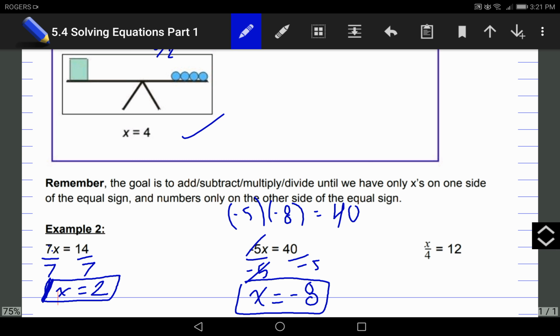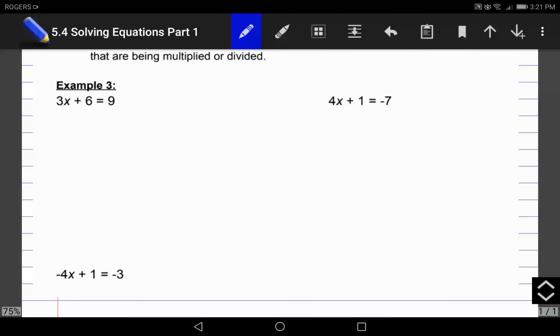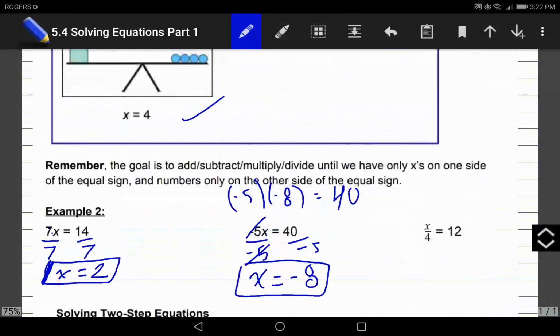Last example here, okay, before we get to two-step equations. Now we have division. We have x divided by 4. So the opposite of division, we want to move this 4 over to this side. The opposite of division is multiplied by 4. Whatever you do to one side, do to the other.